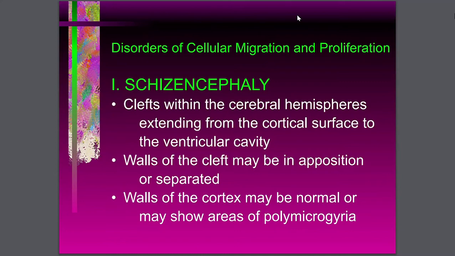So the walls of the cortex may be normal or they may show areas of polymicrogyria. So the walls of the cortex may be normal, or there may be an increased number of very small gyri, no? Okay, next slide, please.